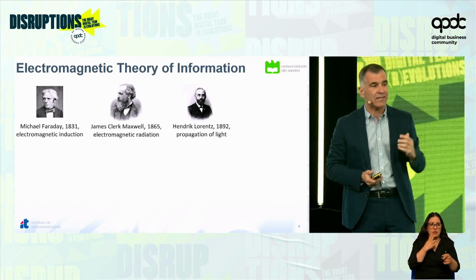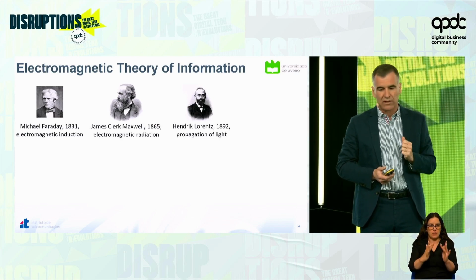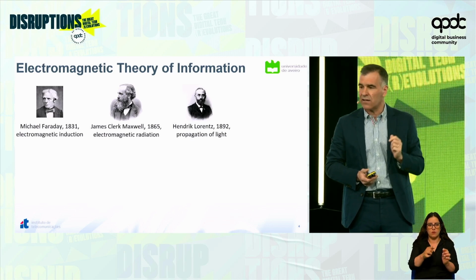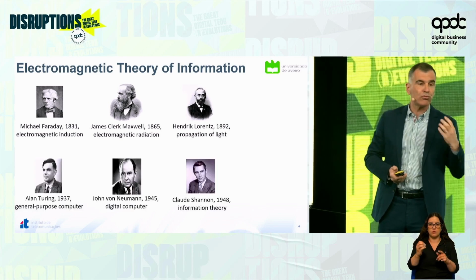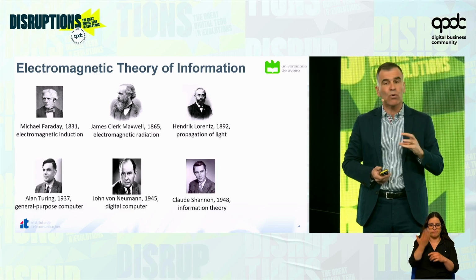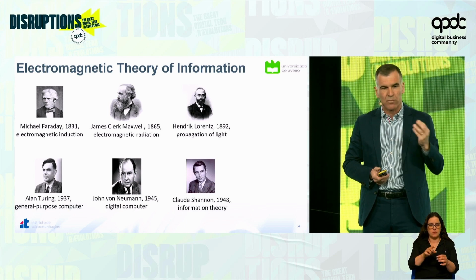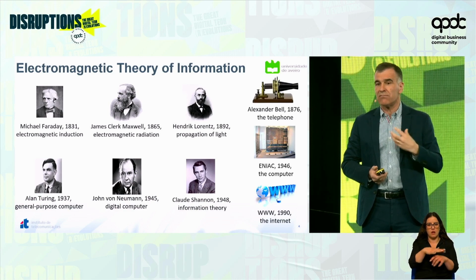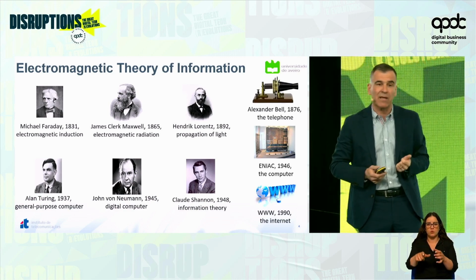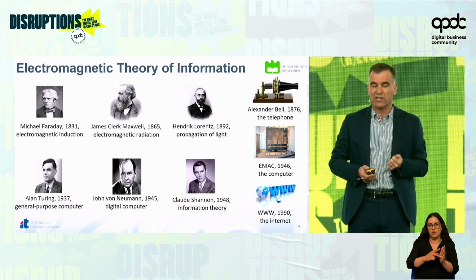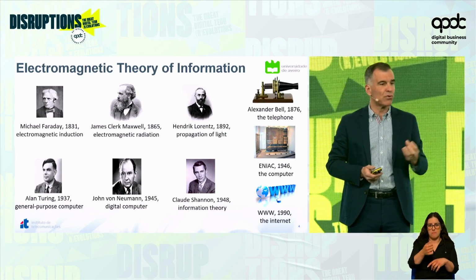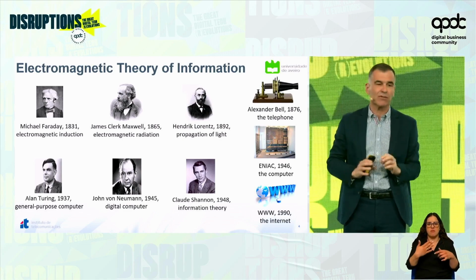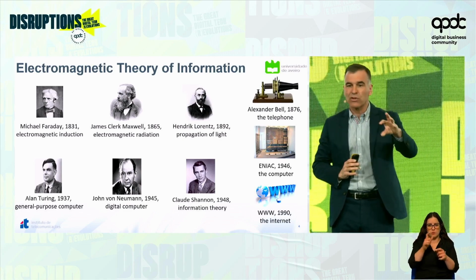So the electromagnetic theory and its fundamentals were developed two centuries ago by Maxwell, Faraday, then Lorentz, and several engineers in the 20th century started developing disruptive technologies, like Alexander Bell with the telephone, and the computer in a very big room.